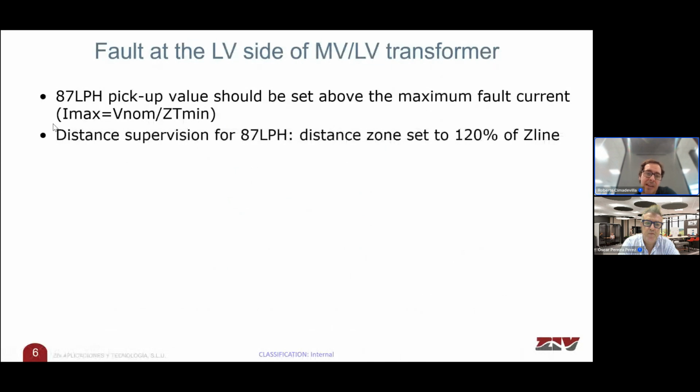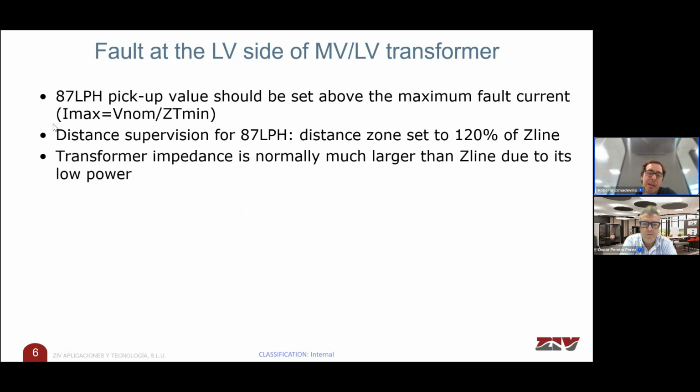This normally gives a high pickup value, so it loses sensitivity for the line differential. So we could use distance supervision. We could use zone 2, for example, set to 120% of the line, so that we could reduce the pickup value, making the line differential operate only if the zone 2 activates. And this could increase the sensitivity of the line differential protection.